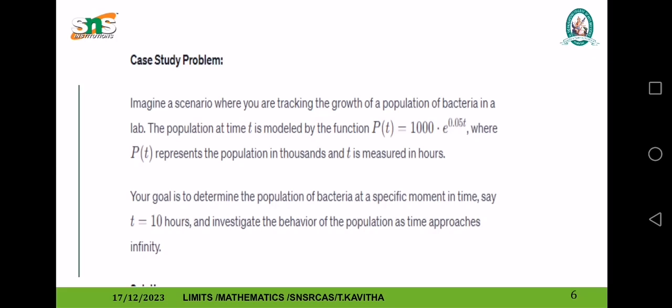Next one, case study problem. Imagine a scenario where you are tracking the growth of a population of bacteria in a lab. The population at time t is modeled by the function P of t is equal to 1000 into e power 0.05 t, where P of t represents the population in thousands and t is measured in hours. Your goal is to determine the population of bacteria at a specific moment in time, say t equal to 10 hours, and also investigate the behavior of the population as time approaches infinity.